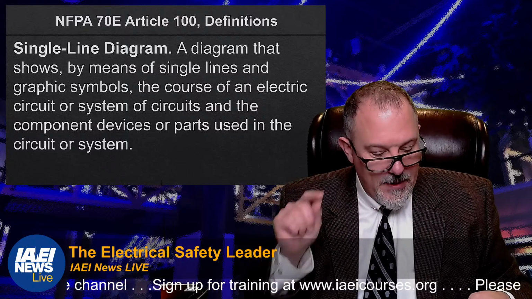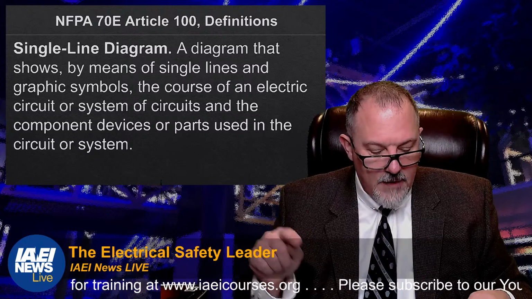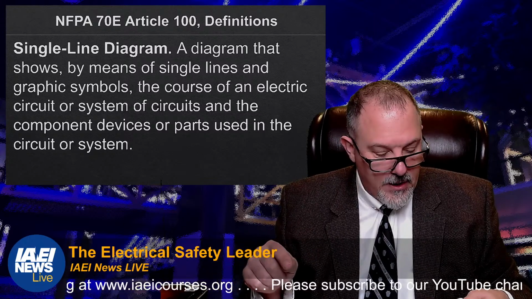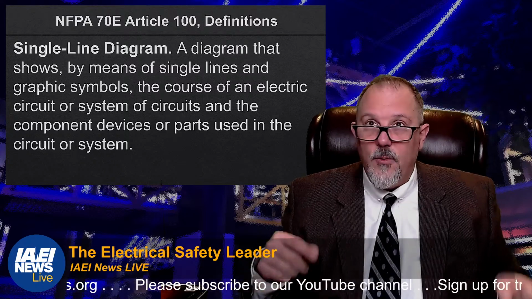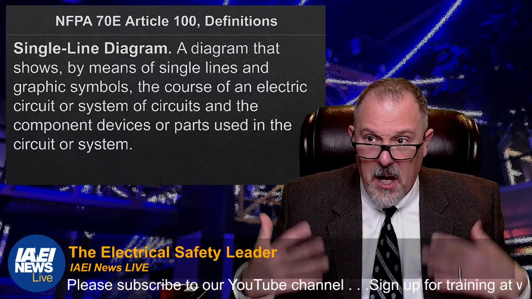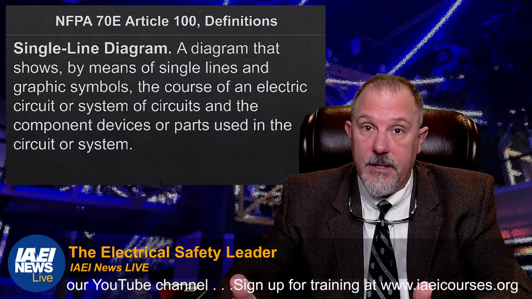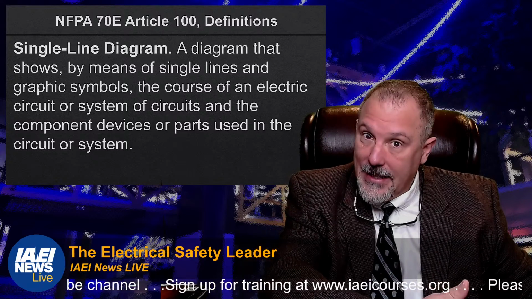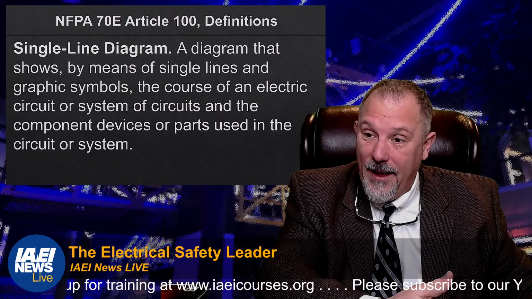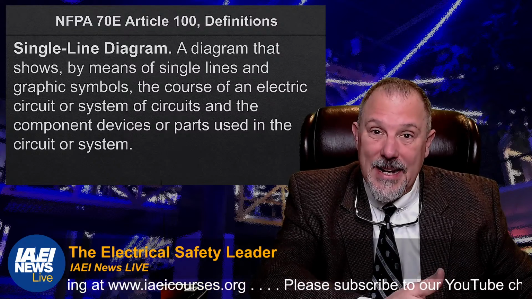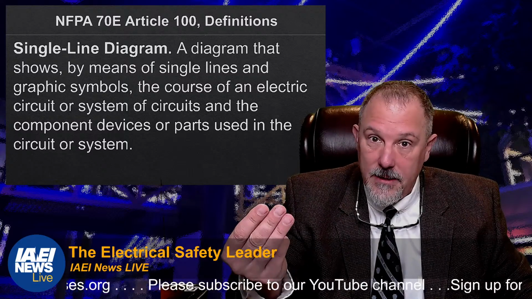The single line diagram is a diagram that shows by means of single lines and graphic symbols the course of an electric circuit or system of circuits and the component devices or parts used in the circuit or system. Now, when we say a single line, why would I have anything other than a single line? There are such drawings as 3-line diagrams. And you might say, why would you have a 3-line diagram? I have phases A, B, and C.